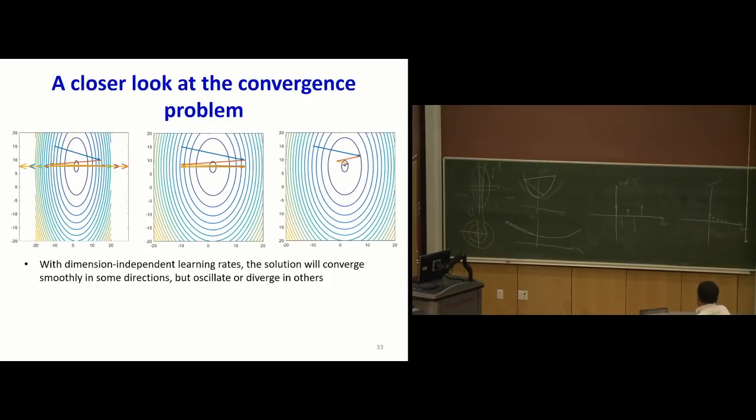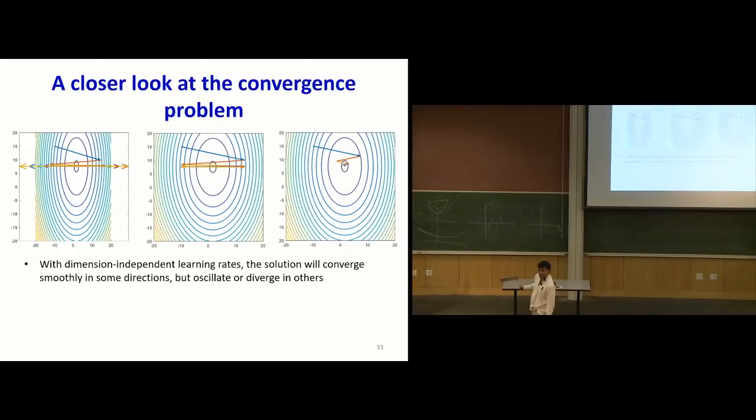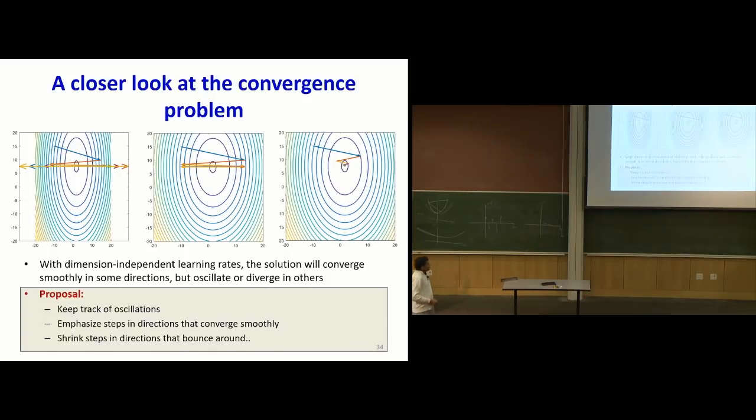It tells you that in this direction, you really don't want to be bouncing around, because every step is canceling out what every other step did. In this direction, every step is augmenting what every other step did. So maybe you should be traveling faster in that direction, right? This is the basic intuition behind all of these momentum methods. The way we will do it is we will keep track of oscillations, emphasize steps in directions that converge smoothly. Which of these two directions is converging smoothly? The one to the right. And we're going to shrink steps in the directions where you're bouncing around, right?